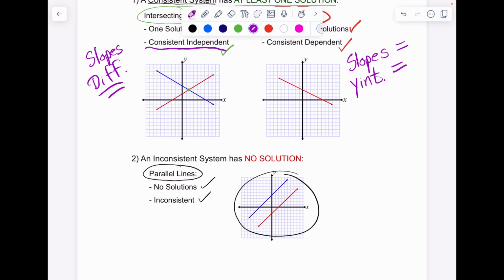And you can tell by simply looking at the equations if it's an inconsistent system, because no solutions occur when the slopes are equal and the y-intercepts are different. And that's what happens there. So let's check it out.